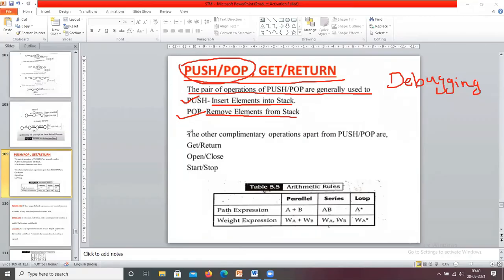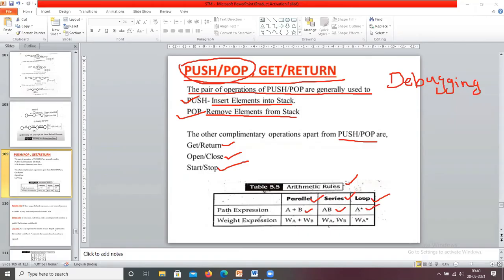Now the other complementary operations apart from push pop: there are many operations. One is get return, open, close, start, stop. So these are the arithmetic rules you are going to follow for push or pop. We already discussed that: parallel links, serial or series links, and loop. We can represent the parallel with a plus b, serial links with a b, and loop with a star.